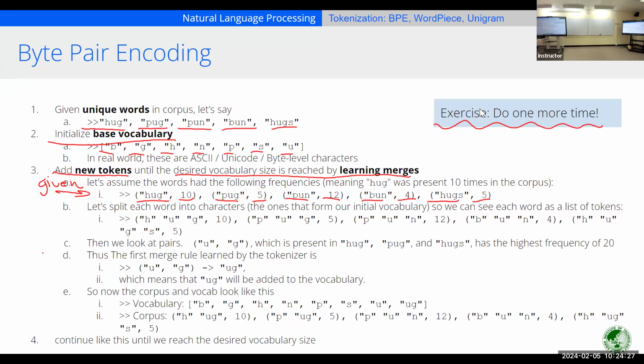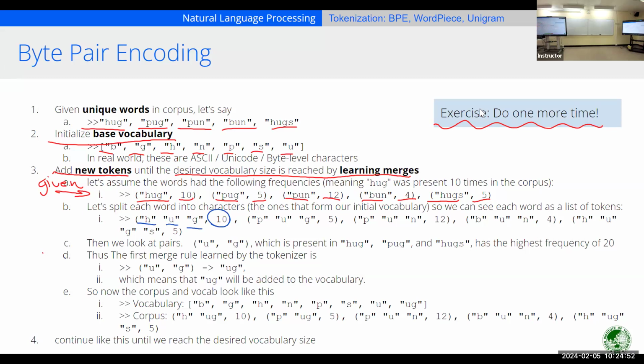All right. So now you can split each of the words into the vocabulary from this vocabulary, right? So HUG is 10. Okay, so nothing is just HUG, right?